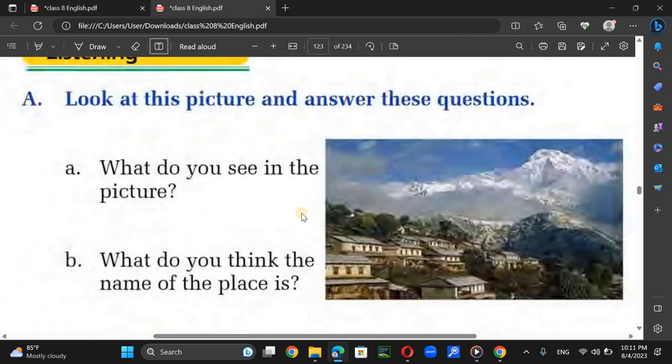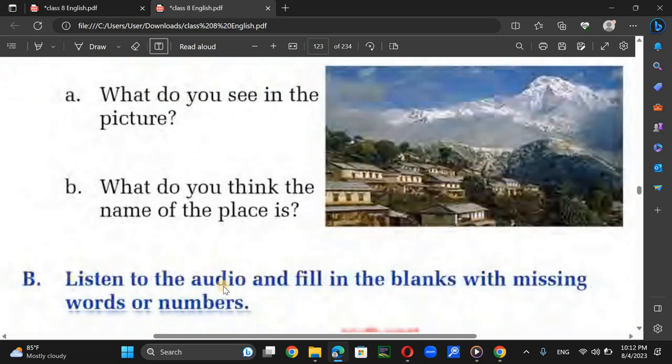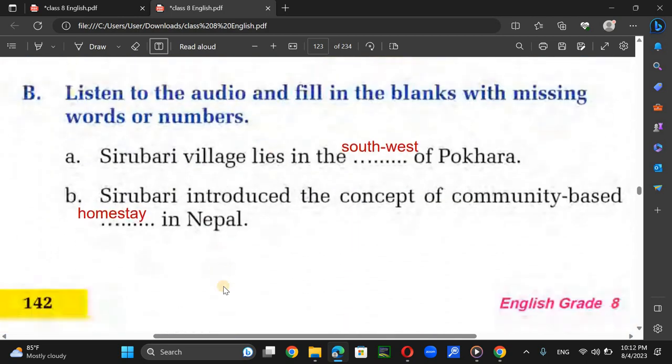So now, look at the picture and answer the question. What do you see in the picture? We can see a beautiful landscape, a beautiful scene of Sirubari and the landscape of the Himalayas. Now, B, what do you think the name of the place is? The name of the place is Sirubari, I think. So listen to the audio.